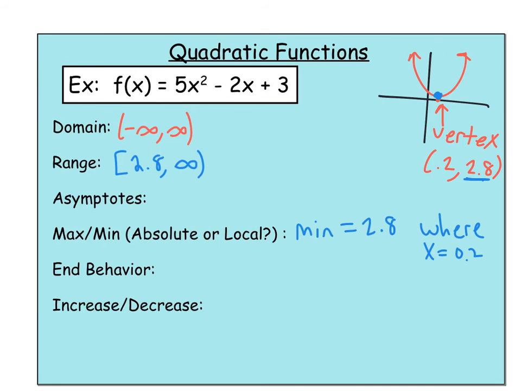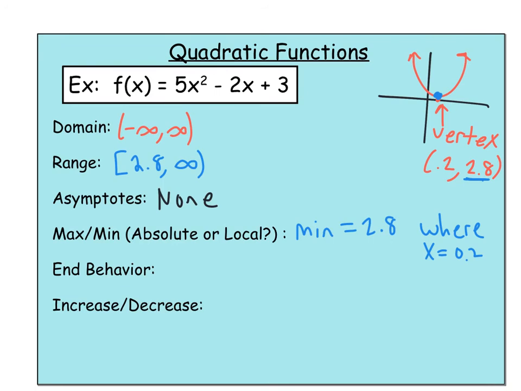Asymptotes. Parabolas, quadratics, do not have asymptotes. The ones that are going to have asymptotes are the rational functions, and then down the road trig functions, but we won't do that till later in the year. Some of those do when you graph tangents and the other ones. But linears, quadratics, even square root functions don't have asymptotes, so we'll just say none.